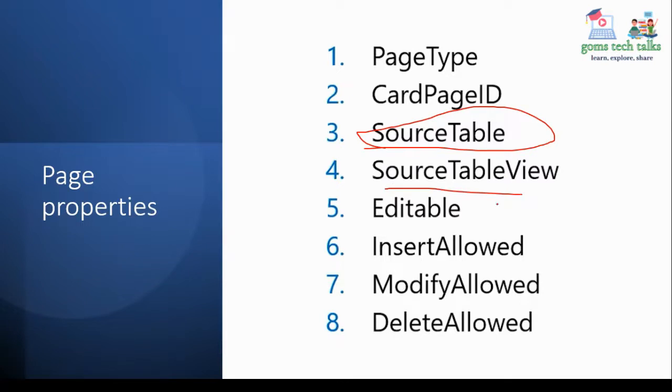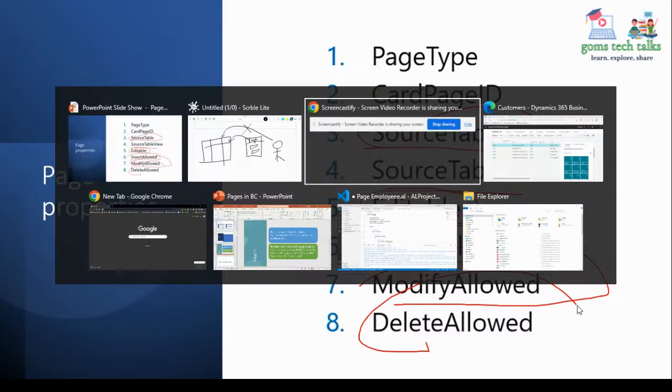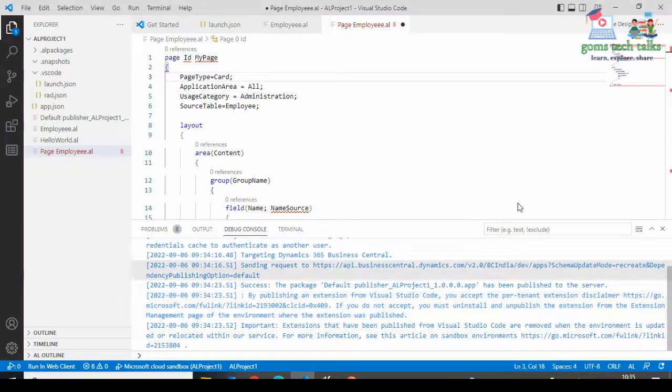What is the source table view, whether your page is editable or not, whether insertion is allowed, whether modification is allowed, whether deletion is allowed. So you can find all these properties here. So this is the page property.